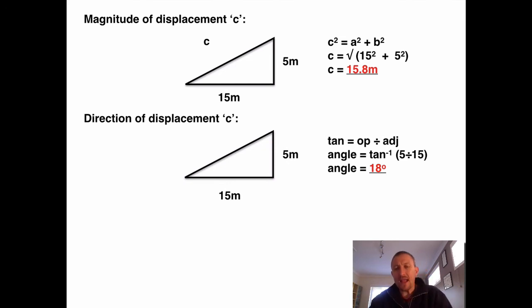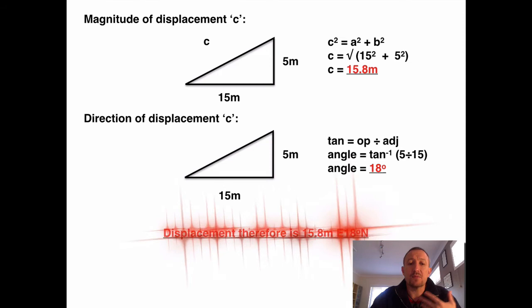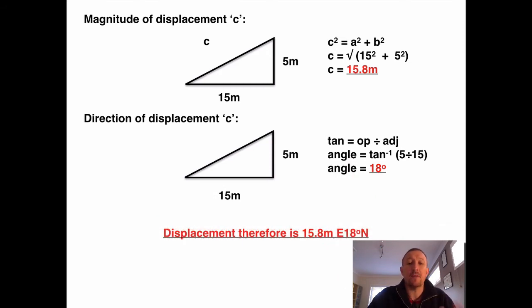So now I've got my total distance travelled, 15.8 meters. I know the angle that I've moved through, and I know from my question which direction I moved through, because I went in a northerly direction from east. So when I pull it all together, the displacement comes up as I ended up 15.8 meters east, 18 degrees north of home. Okay, so I'll say that again. From home, I ended up, by doing this 15 meters east and then 5 meters north, I ended up 15.8 meters away from home, east, 18 degrees north.